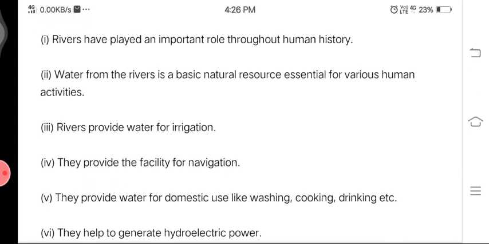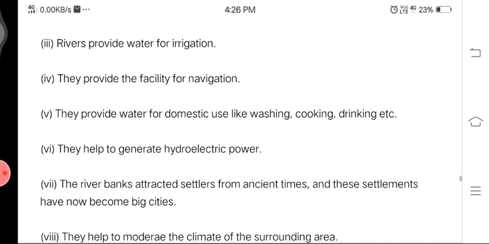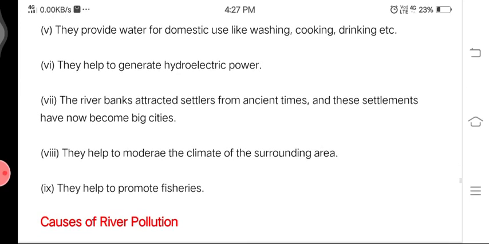Rivers provide water for irrigation. They provide the facility of navigation. They provide water for domestic use, like washing clothes, cooking, drinking, etc. They help to generate hydroelectric power.